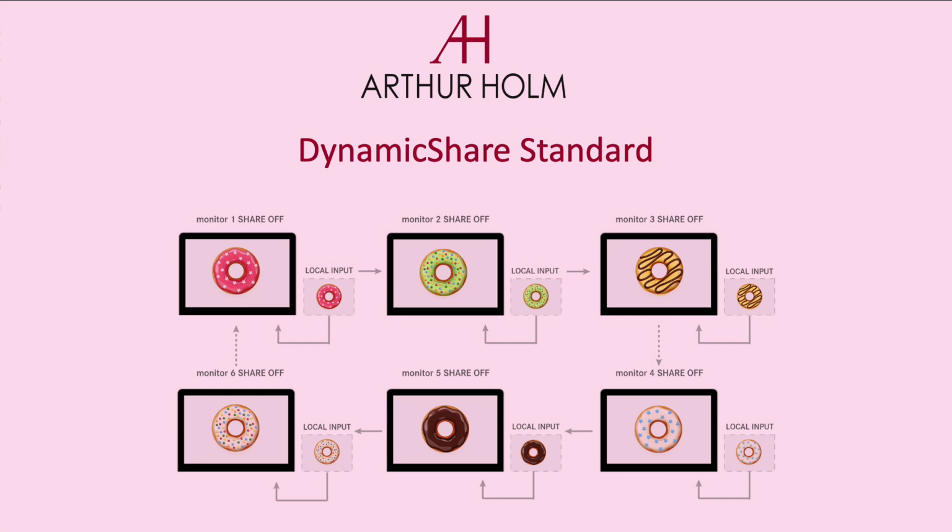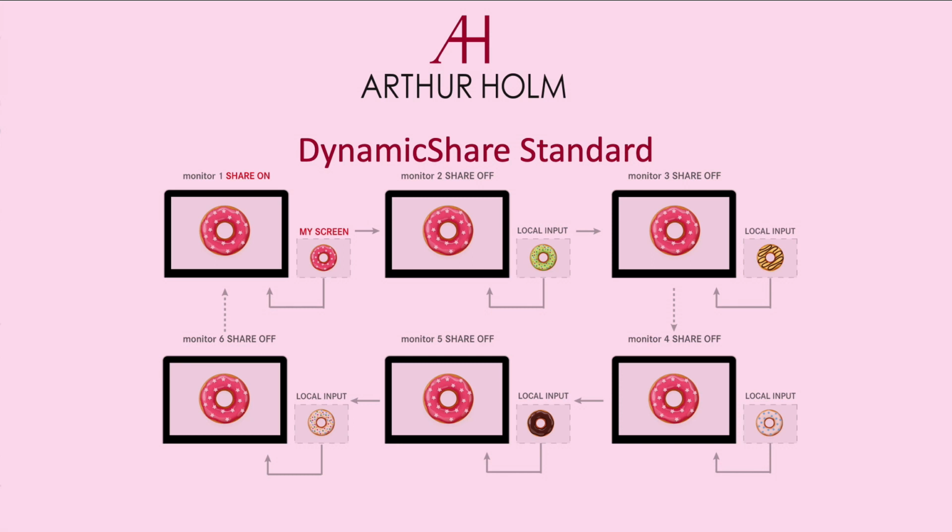Here it's explained a bit with donuts. Number one has a pink donut, number two has a green donut, and so forth. On this slide you can see that number one is sharing, so everybody around the table sees the pink donut. That's input number one. If it was monitor number 5 doing that, then everybody would be seeing the brown donut. He could also be working on his brown donut, finishing it before presenting it, and numbers 1, 2, 3, 4, and 6 will still be seeing the pink donut.